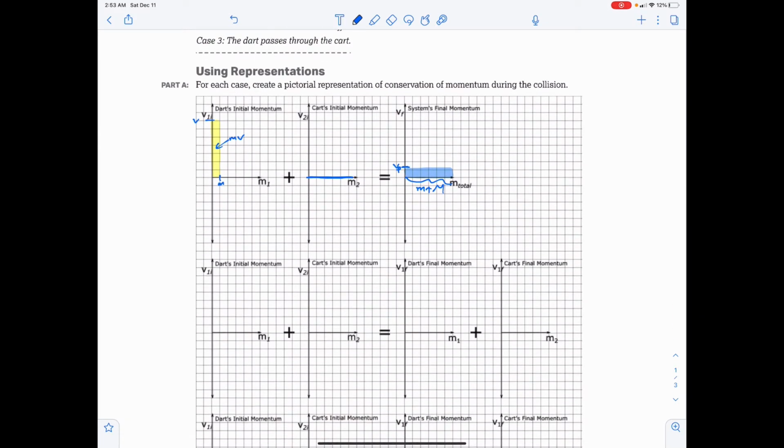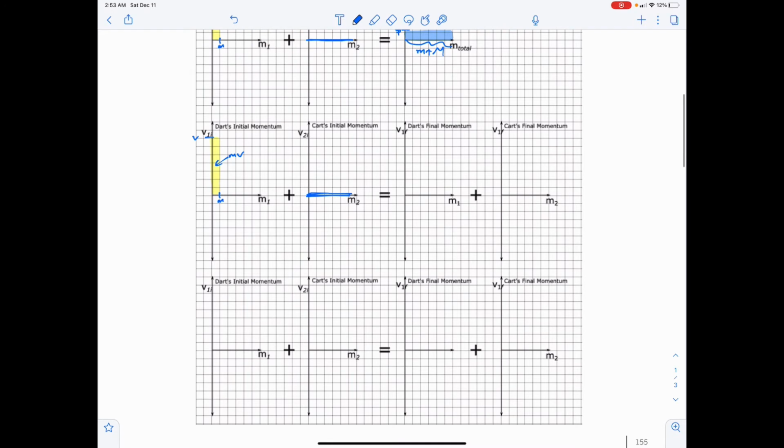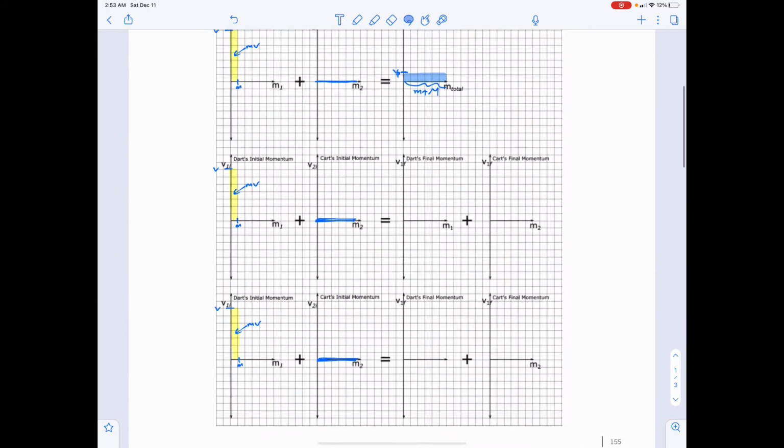Now in the second case, it bounces backwards, so I'm going to start with the same initial momentum of the dart, 7 boxes shaded. I also start with the situation where the cart has no momentum. In fact, I'm going to go ahead and copy these two for all 3 graphs, because all 3 graphs really start with the exact same initial conditions. It's what happens afterward that's different.